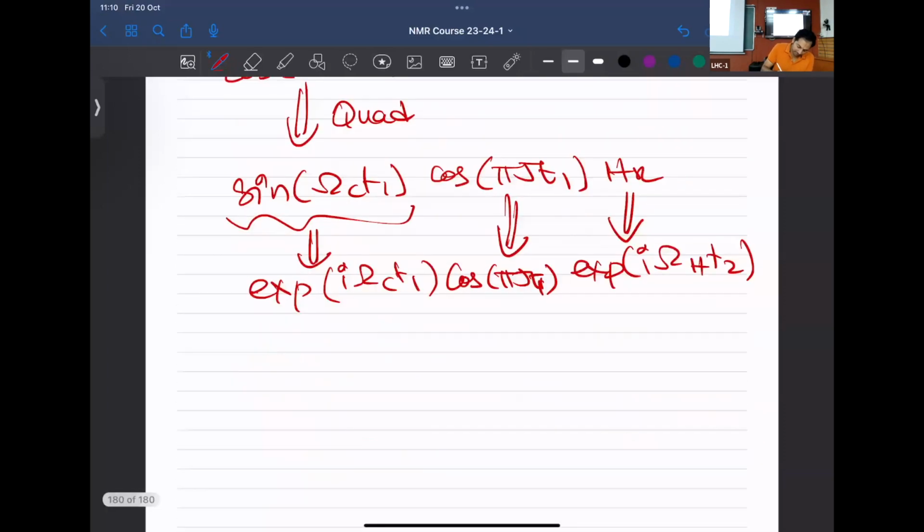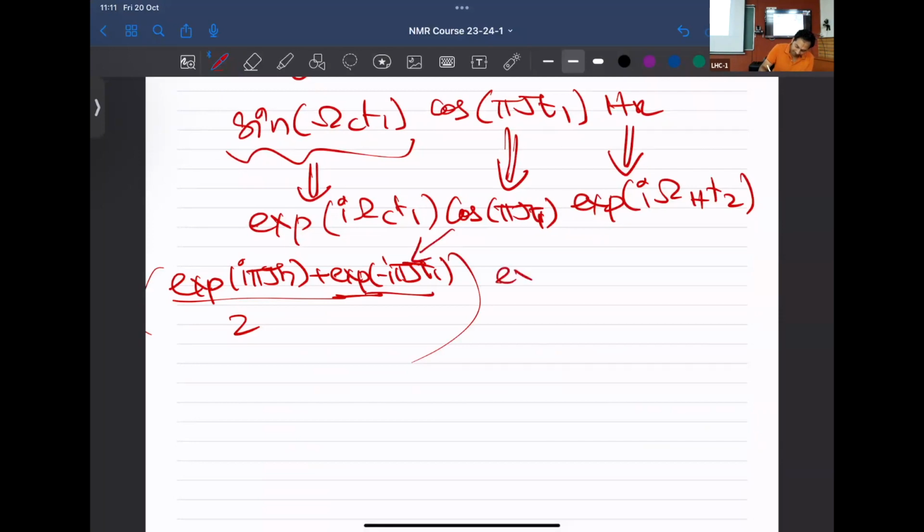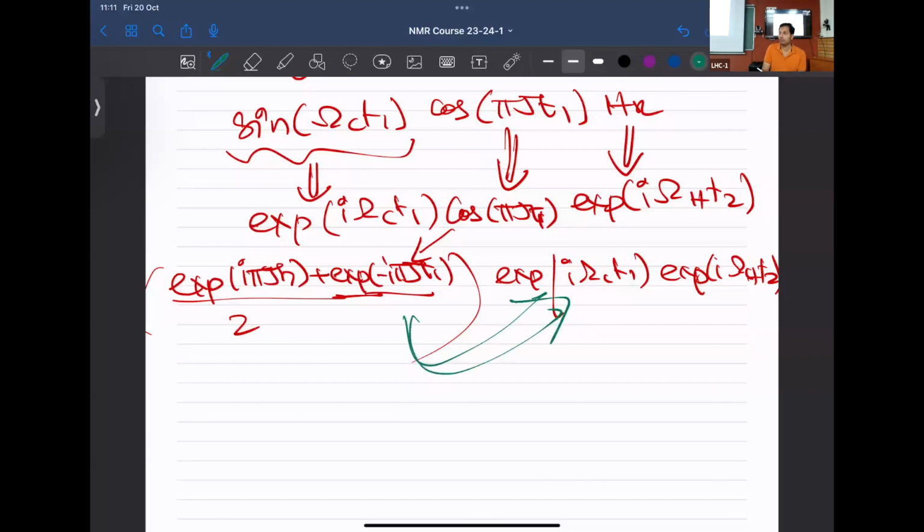So therefore, you can still simplify this such that it's exp I pi J T1 plus exp minus I pi J T1. That is the scalar coupling. Exp I omega c T1, exp I omega h T2. Right? Slowly, what you're able to understand is that you can incorporate both put together here. Right? This is an entire multiplication that's being present. And all these are the T1 index only, not the T2 index.